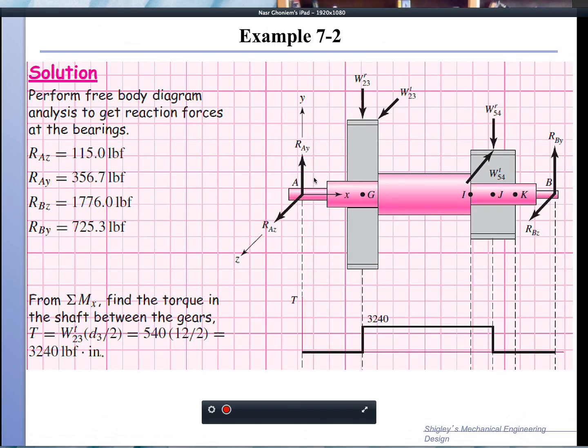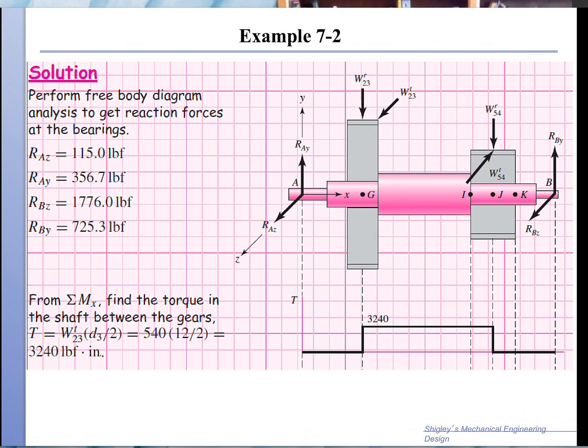So as you can see here, in the free body diagrams we have the axis system. X is along the shaft, Y is in the vertical direction, and Z is pointing towards you. In this case, we know the W radial and the W tangential for gear 2. The same thing, W radial and W tangential for gear 5, from 5 on 4, gear 4.